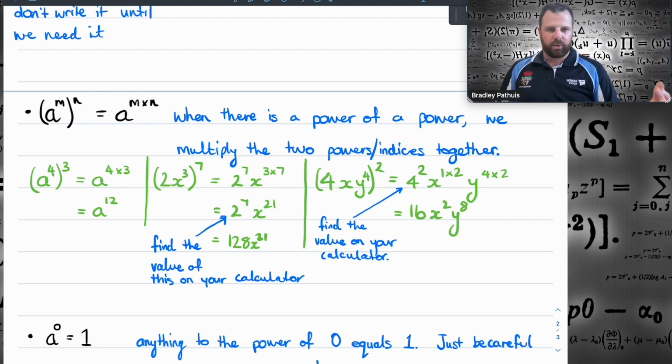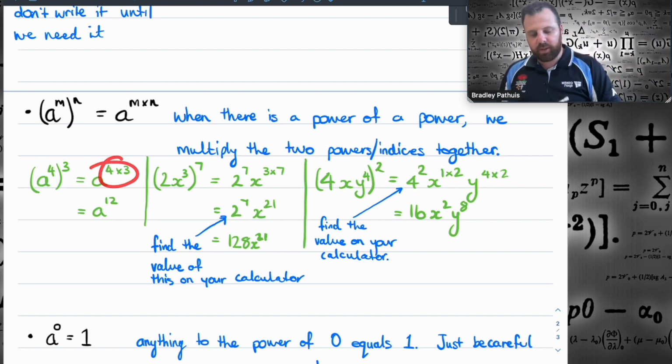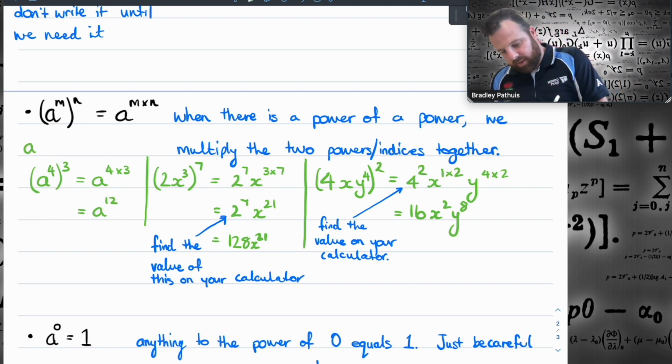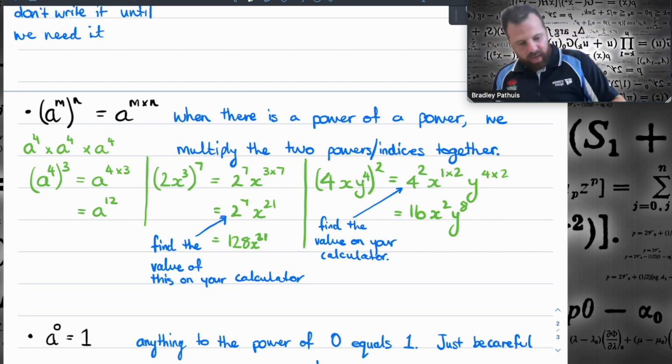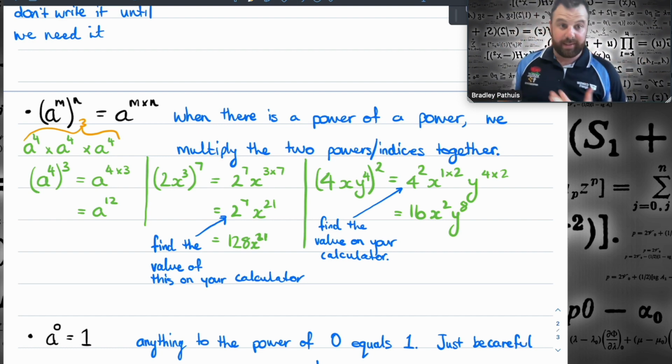Happy days. Let's look at those examples. If I have a to the power of 4, and then that power of 4 is raised to the power of 3, I just do 4 times 3. End up with a to the power of 12. And the reason being is I have a to the power of 4 times a to the power of 4 times a to the power of 4.